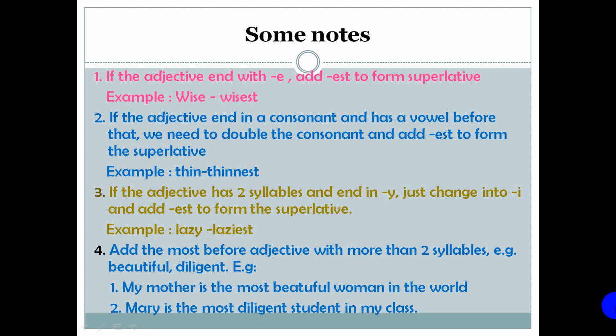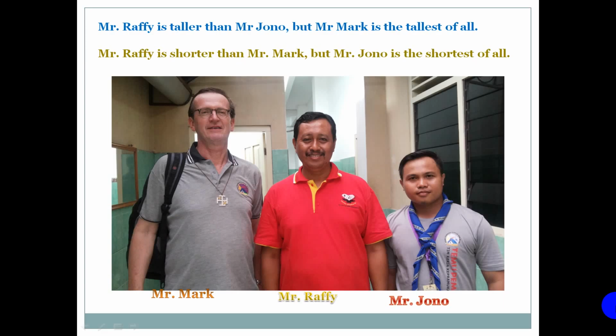Add the most before adjectives with more than two syllables. For example, beautiful, diligent, and so on. The example in the sentence, Mother is the most beautiful woman in the world. Mary is the most diligent student in my class.